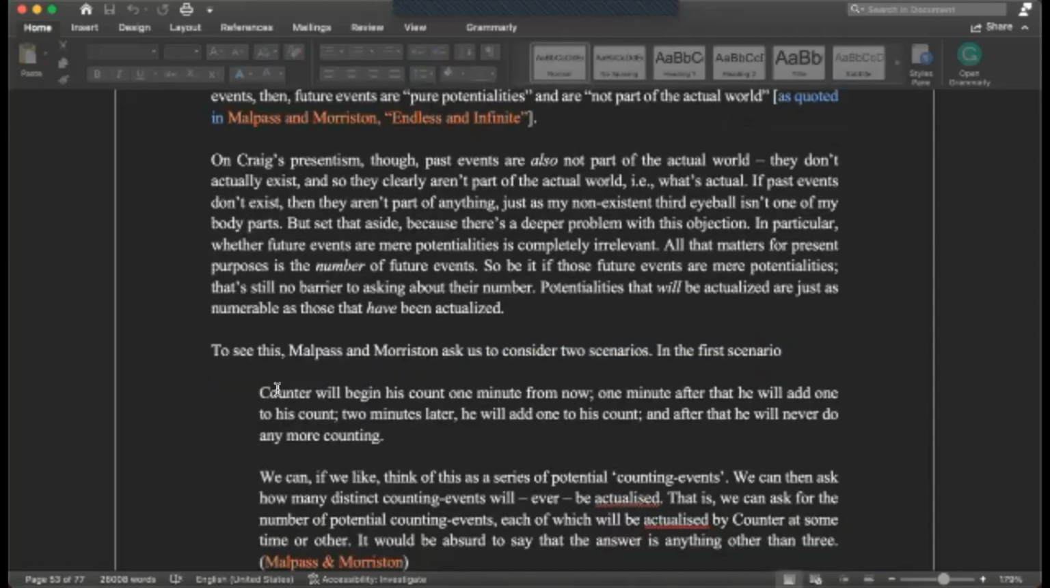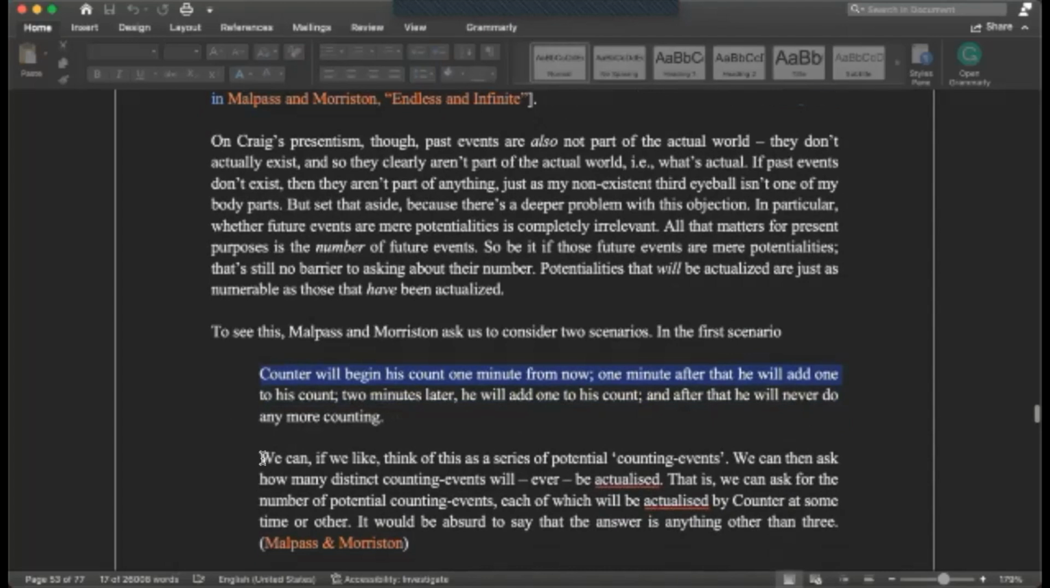In the first scenario, Counter will begin his count 1 minute from now. 1 minute after that, he will add 1 to his count. 2 minutes later, he will add 1 to his count. And after that, he will never do any more counting. We can, if we like, think of this as a series of potential counting events. We can then ask how many distinct counting events will ever be actualized. That is, we can ask for the number of potential counting events, each of which will be actualized by the counter at some time or other.